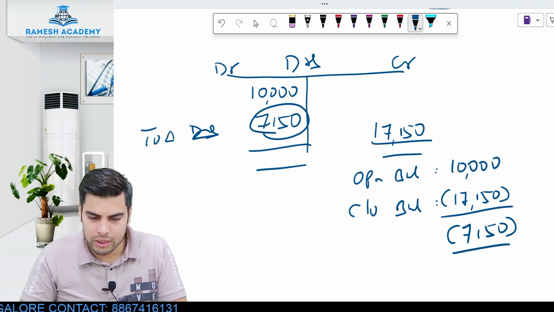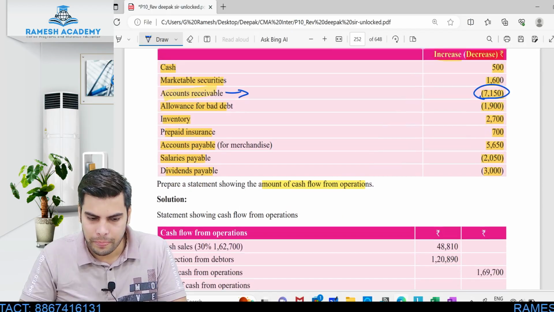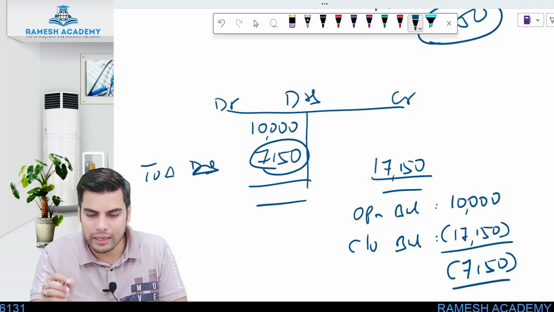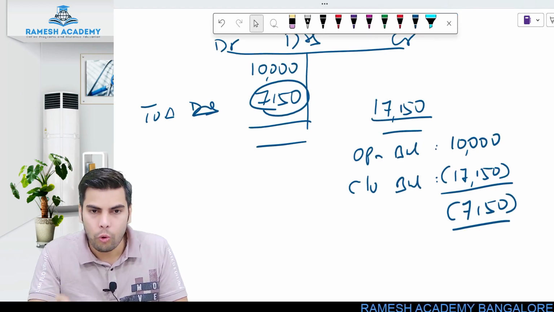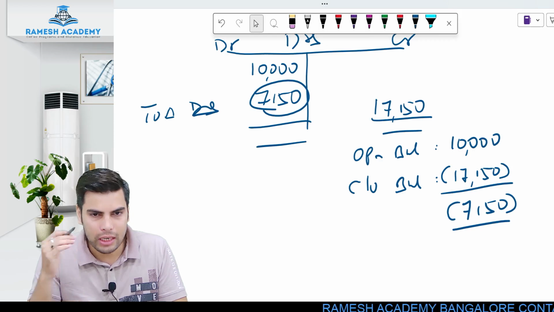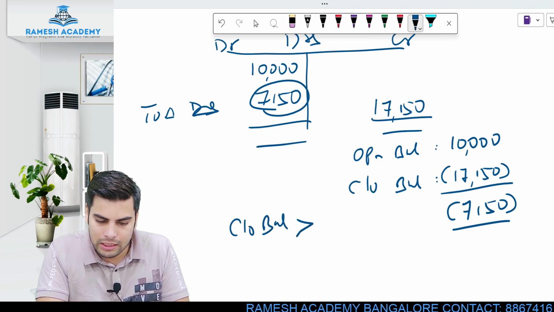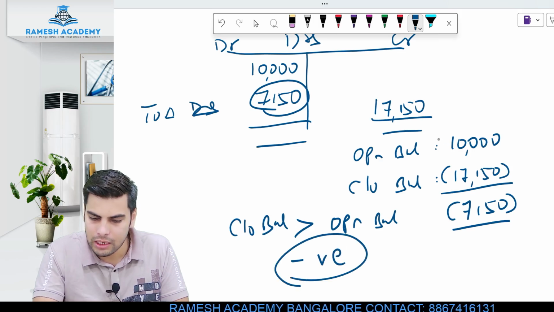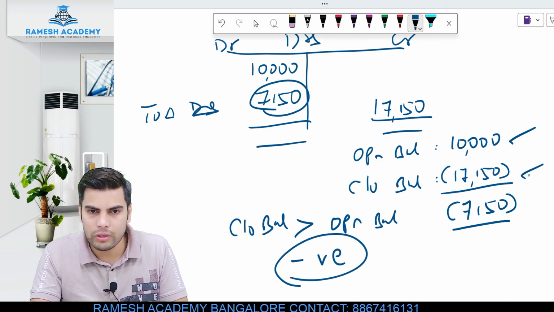Alright, let me just repeat this particular concept. Here they have told that the debtors balance is decreased by 7,150, so you should be getting negative. How will you be getting negative? Look at this example. How do I calculate the changes in debtors? Opening balance minus closing balance. Only if the closing balance is greater than the opening balance will I get a negative amount. Let's assume the opening balance is 10,000 and the closing balance is 17,150. So I'll be getting a negative of 7,150.